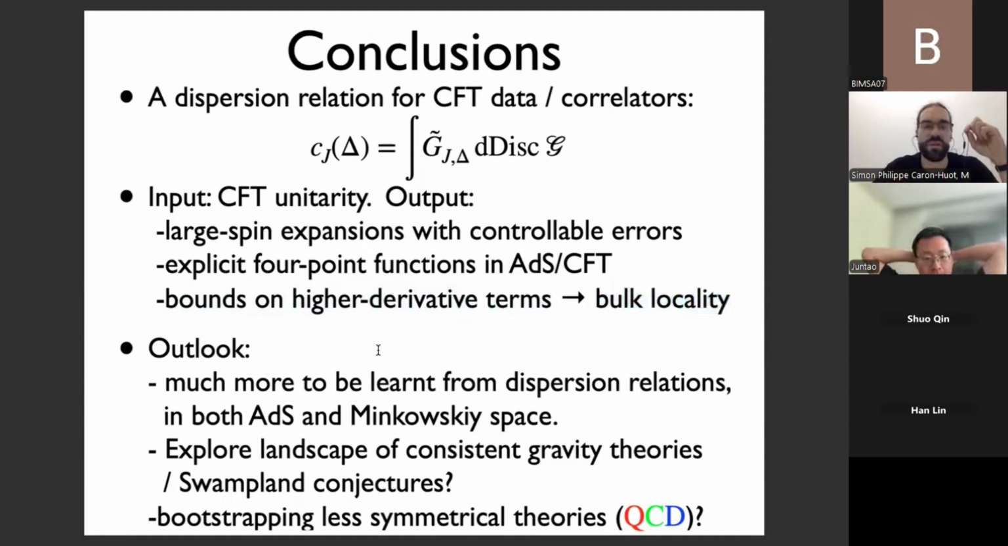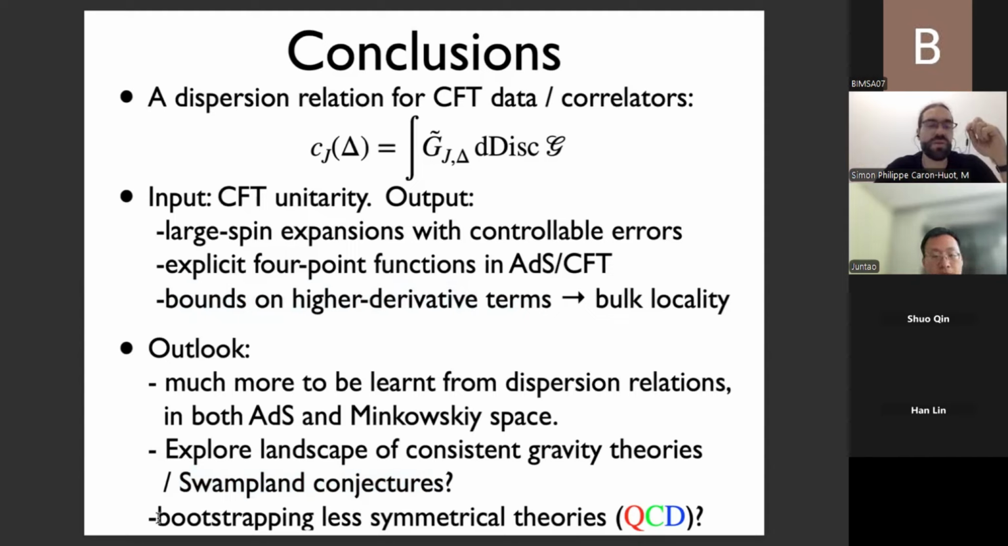So I think more generally, there's much more to be learned from dispersion relations, not just in AdS space, but also in Minkowski space. It would be good to explore. We see that what you tend to get from dispersion relations are Einstein gravity plus small corrections. I think it's interesting to explore more systematically the landscape of consistent gravity theories. There's been a lot of conjecture about this landscape, as was discussed in Cumrun Vafa's talk last week. And it's still a very open direction to really make contact with the conjectures.